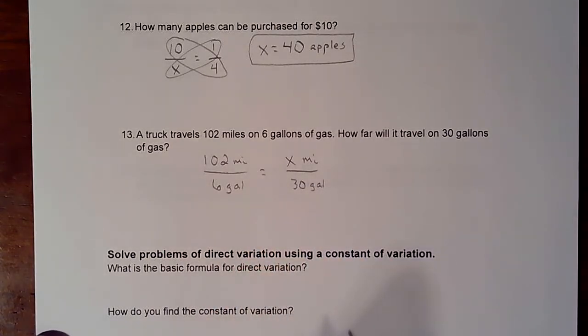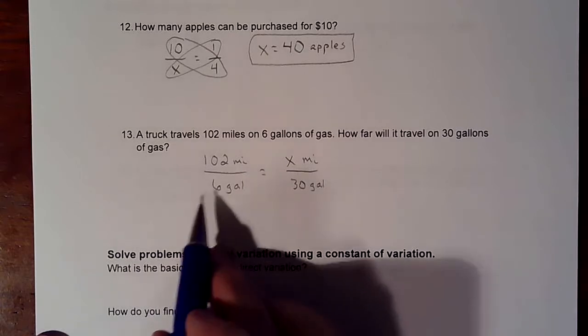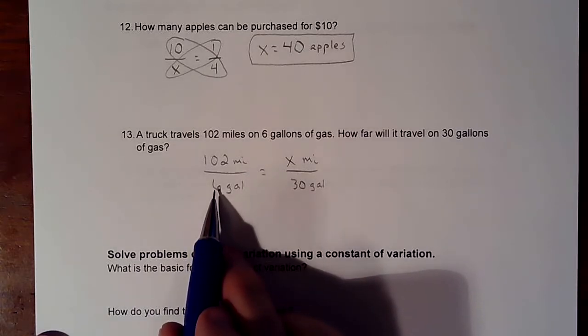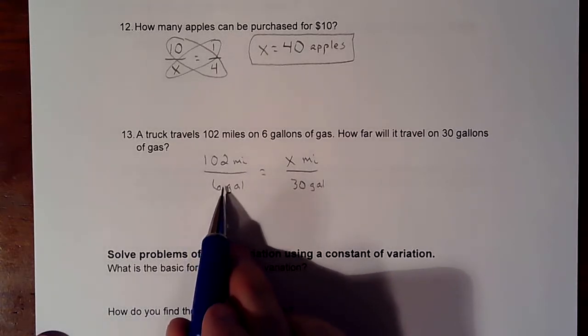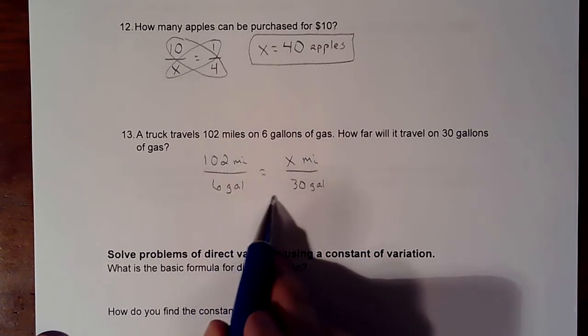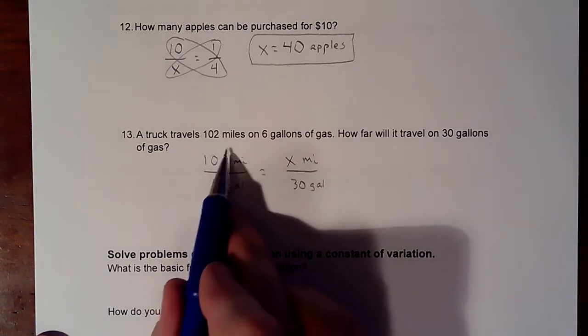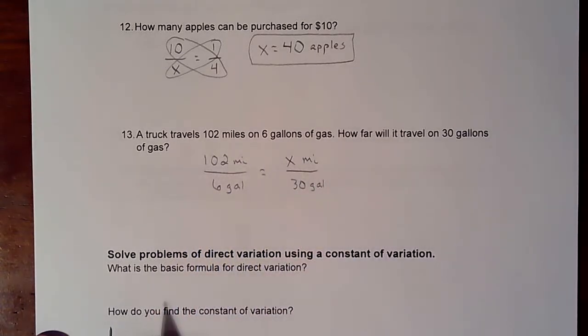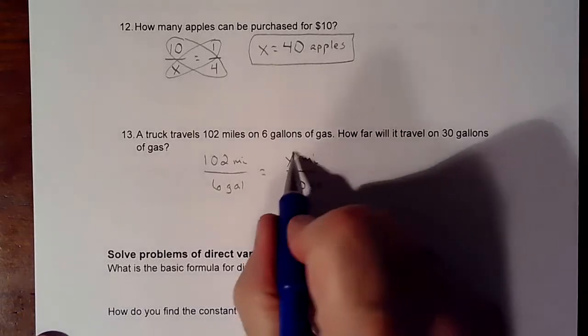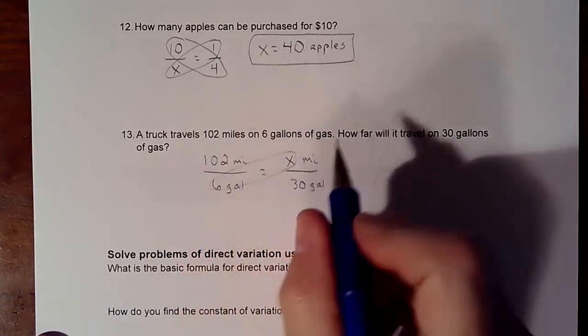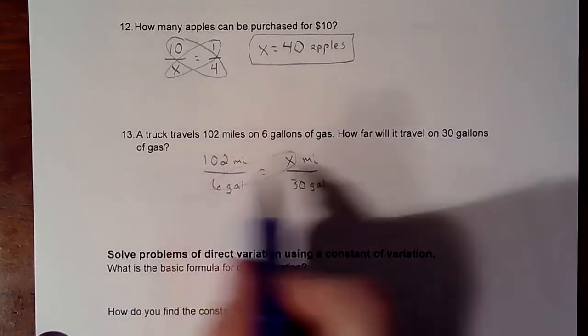All right. There is a shortcut to this, especially if I can see how this thing relates to each other. To get from 6 gallons to 30 gallons, I would multiply by 5. So I could actually just multiply that by 5, and that's going to give me my miles. Okay, if you're not comfortable with that, totally good. We'll cross multiply. So I think that's 510 if you multiply that.